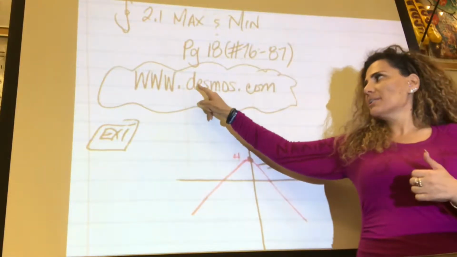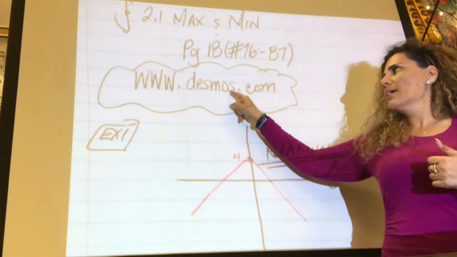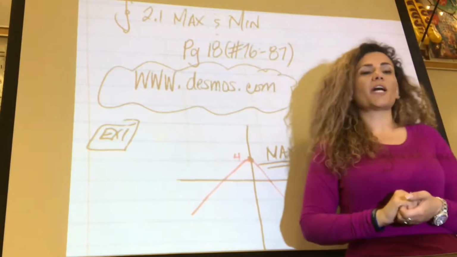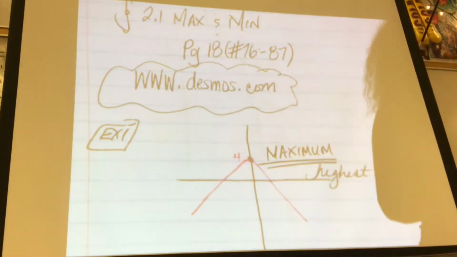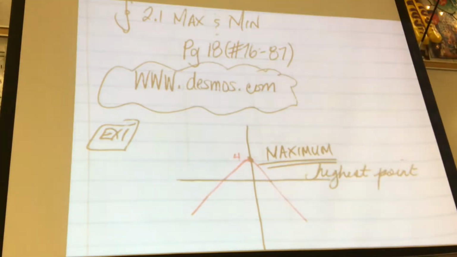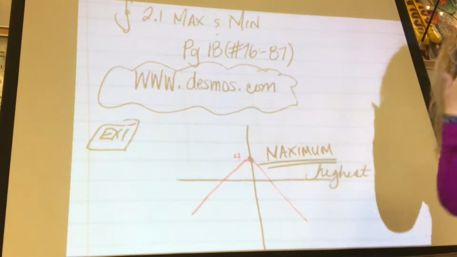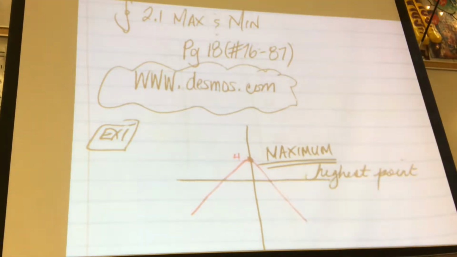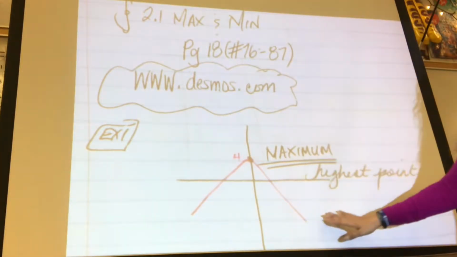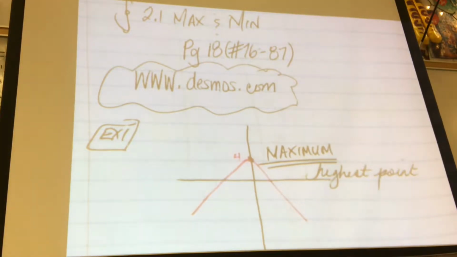So please write it correctly, DESMOS.com. If you have an iPhone, there's an app called Desmos. If you have a, what's the other one? Android. The other one, you can also download the app. I'm going to give you about 15 more seconds to copy all of this down. Example 1, and then we're going to reference it in a second.